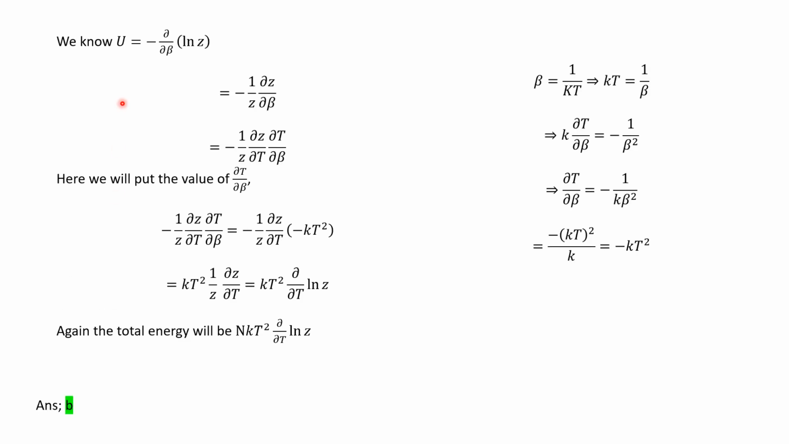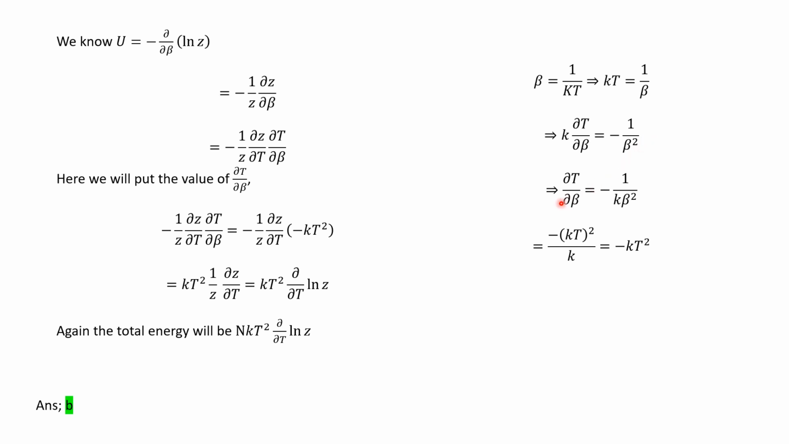And here's our solution. We know that U, that is the internal energy, is equal to minus del by del beta ln Z. And here it can be differentiated as minus 1 by Z del Z by del beta. Again, we know that the beta value is equal to 1 by kT. So from here we can write kT equal to 1 by beta. And when we differentiate this part with respect to beta, k del T by del beta will be equal to minus 1 by beta square.